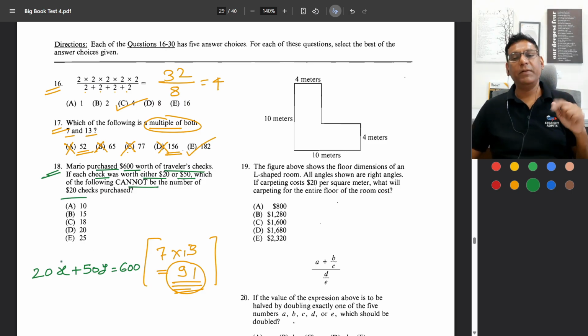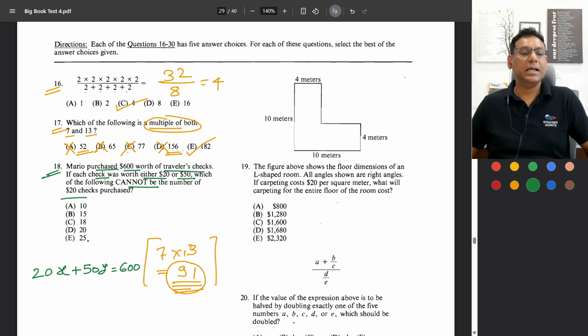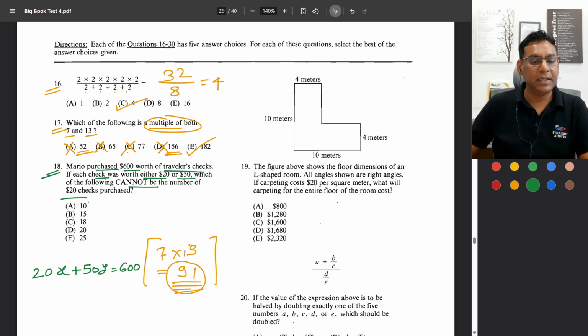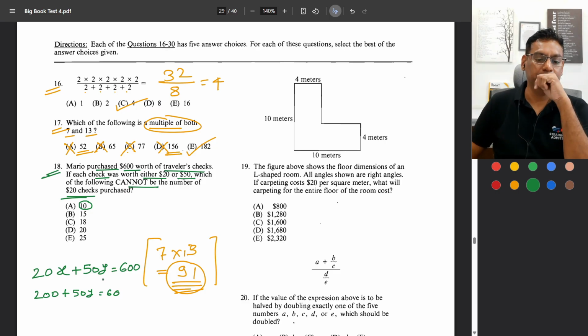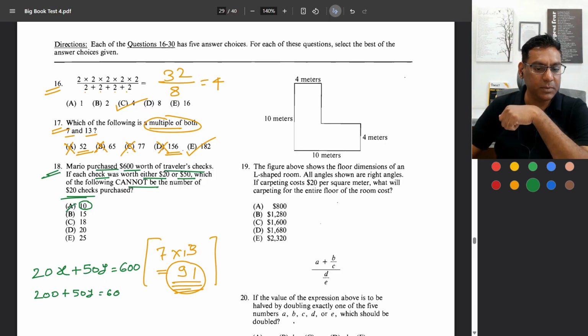Okay. Now, whenever we have this cannot, right, let's assume that it can. Let's say that we do actually have 10 $20 checks. Okay, and that will lead to some problem. Okay, so let's say if we have 10 checks, this is going to be $200 plus 50y is equal to 600, right? So 50y is going to be 400. 400 by 50 is going to be 8. So we have some solution for that, no problem here. Okay, that means this is possible, correct? So this cannot be the answer.